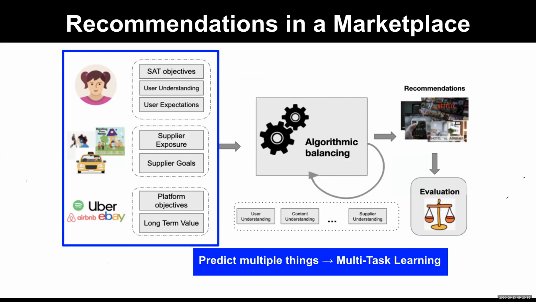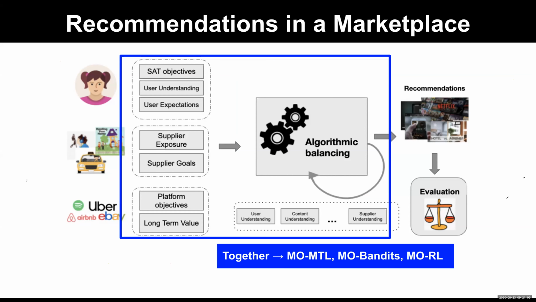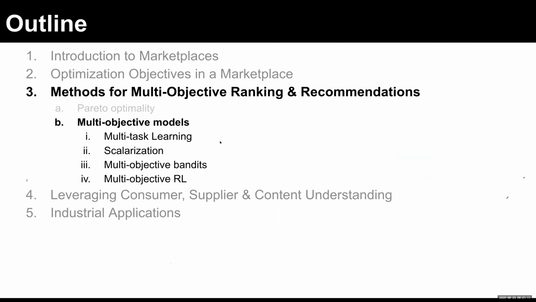Just a quick recap. We're going to start with multitask learning and say that at real time, you can make multiple predictions, which you can then use to combine things in a scalarization or other way, or you can do things combined together. And those are the 4 different classes of methods we're going to look at. So we're going to start with multitask learning and then go on to scalarization and talk about bandits and multi-objective RL next.